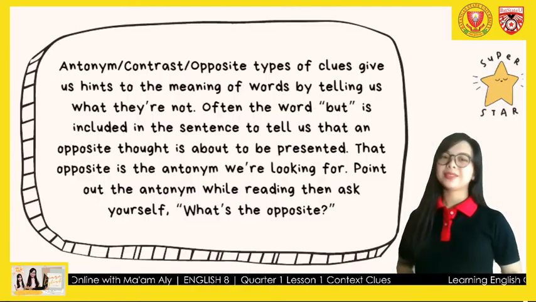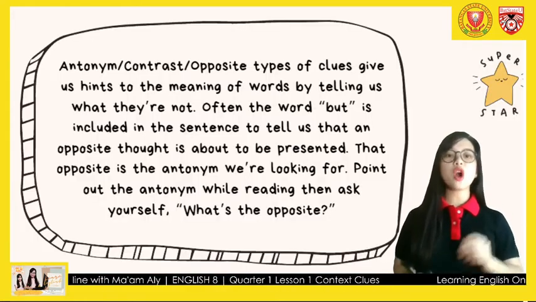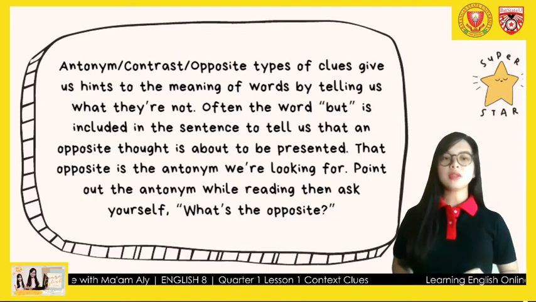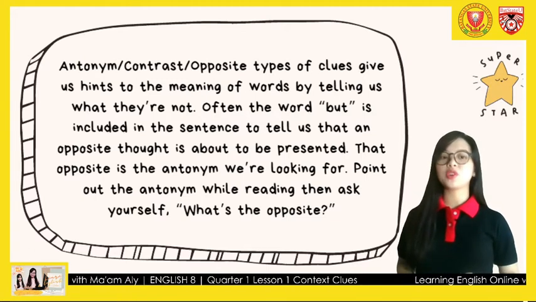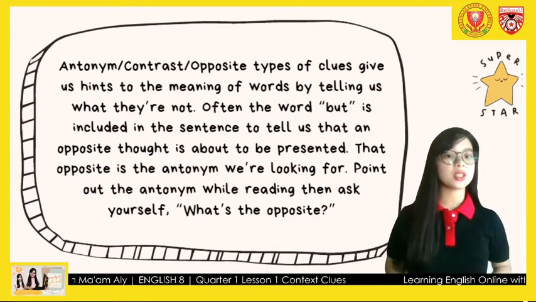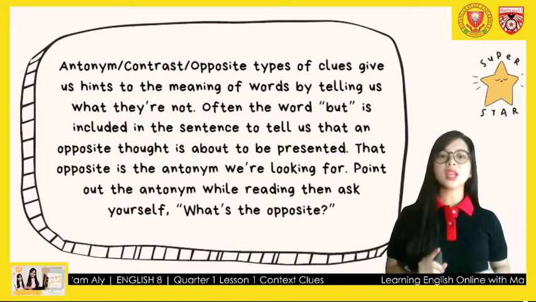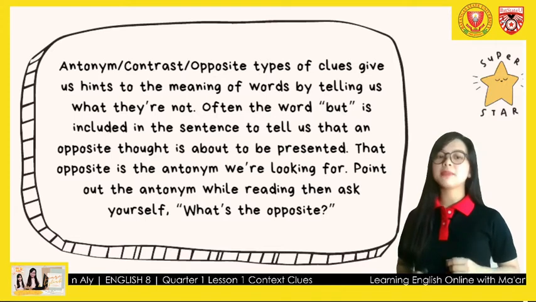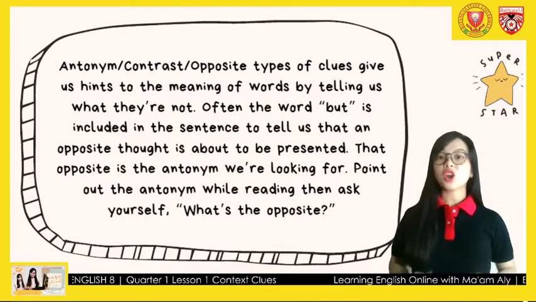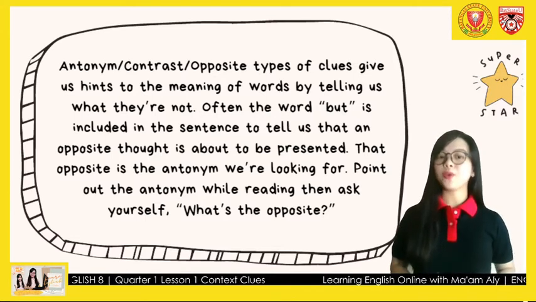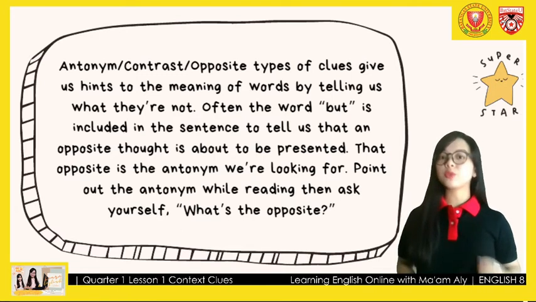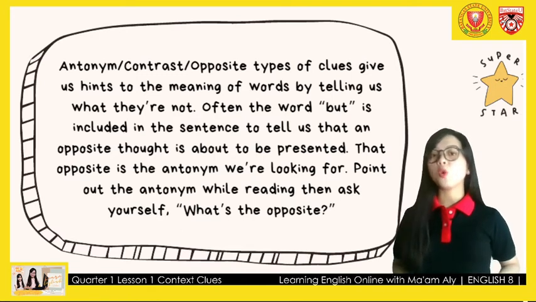Here's the note. Antonym, contrast, or opposite type of clues give us hints to the meaning of words by telling us what they're not. Often the word but is included in the sentence to tell us that an opposite thought is about to be presented. That opposite is the antonym we're looking for. Point out the antonym while reading, then ask yourself, what's the opposite?